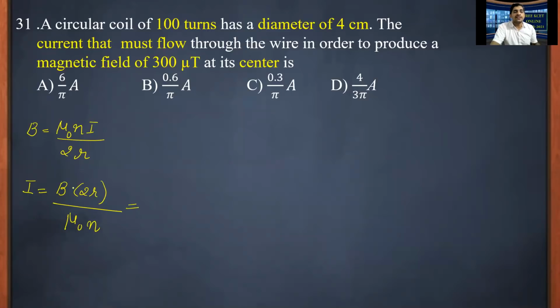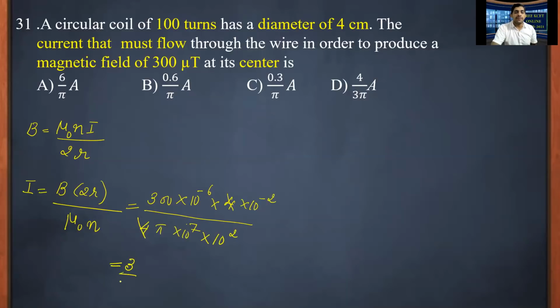So I can write B is nothing but 300 microtesla into 2R, which is nothing but the diameter. So I can write it as 4 into 10 to the power minus 2, divided by mu naught, which is 4 pi into 10 to the power minus 7, into N, which is nothing but 100. So we'll write it as 10 to the power 2. So it reduces, 4 gets cancelled, so we remain with 3, divided by pi.